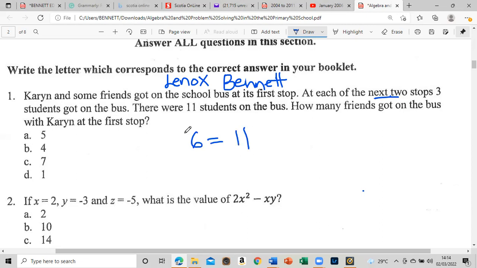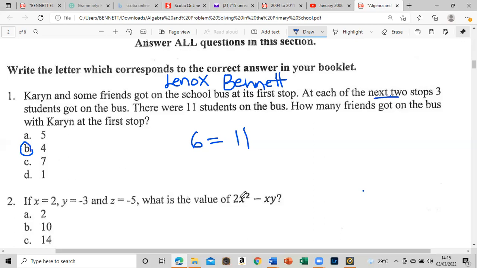So with Karen and the friends, we add 6 and we're supposed to get 11. If Karen makes 1, well, 6 and 5 make 11. So Karen will make 1. So at the first stop, we'd say that 4 came on with Karen. Remember, Karen is different from me, right?